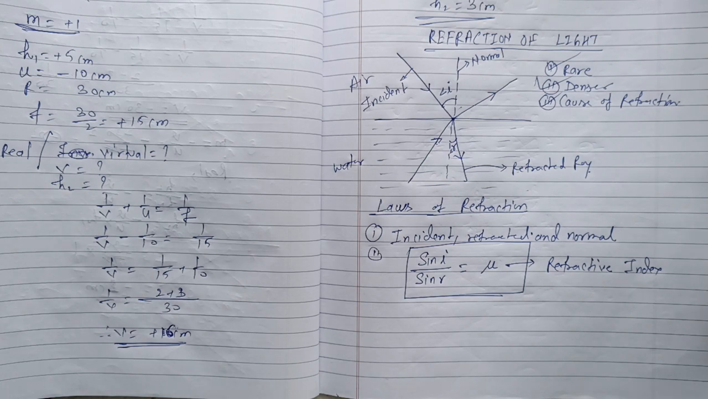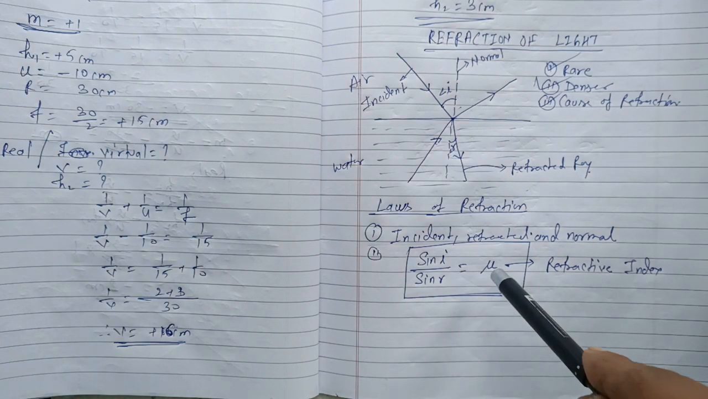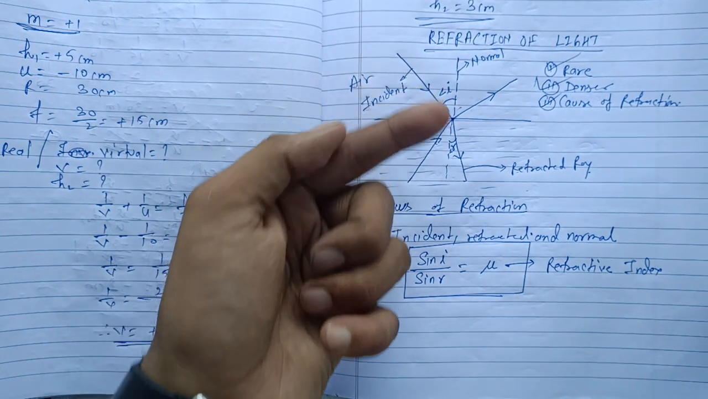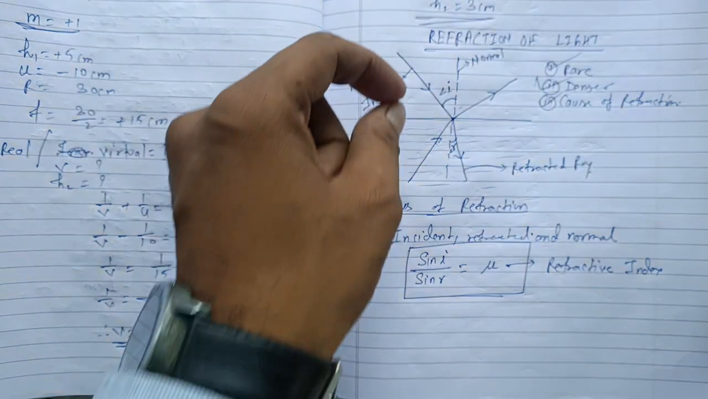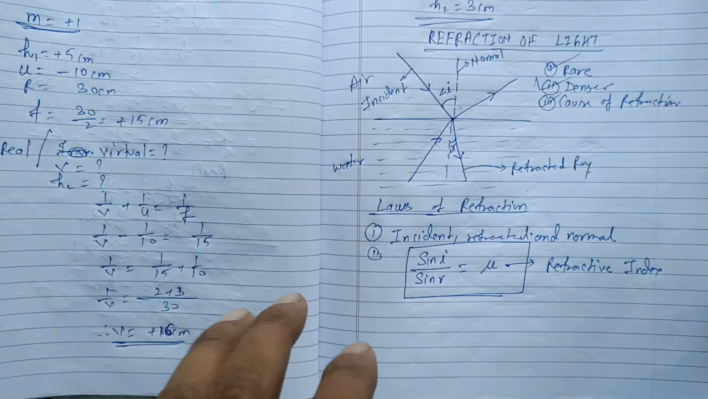But refractive index is a relative term. Suppose the light is coming from this medium to this medium and we are doing sin i by sin r, so we are finding the refractive index of which medium? There is a lot of confusion regarding refractive index, and to make it clear you need to watch this video till the end. When we are doing sin i by sin r, we are finding the refractive index of the medium in which the light is finally going.